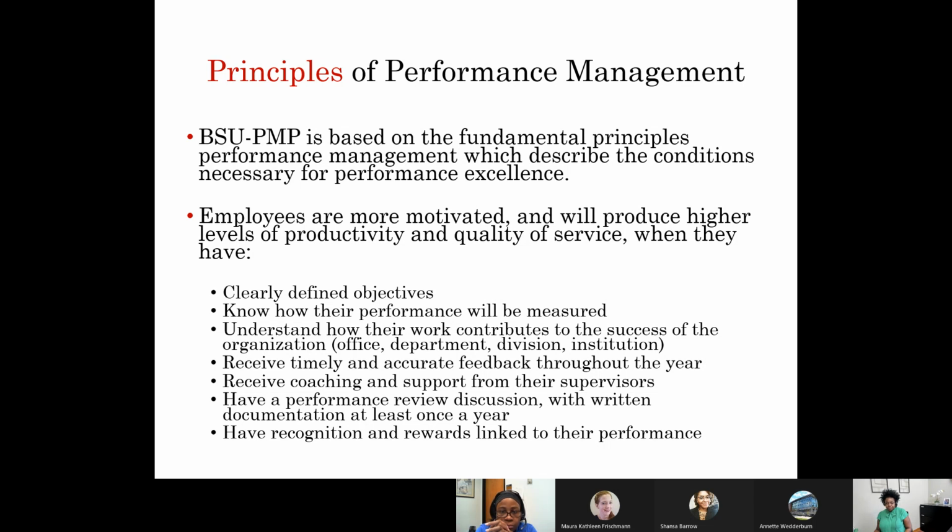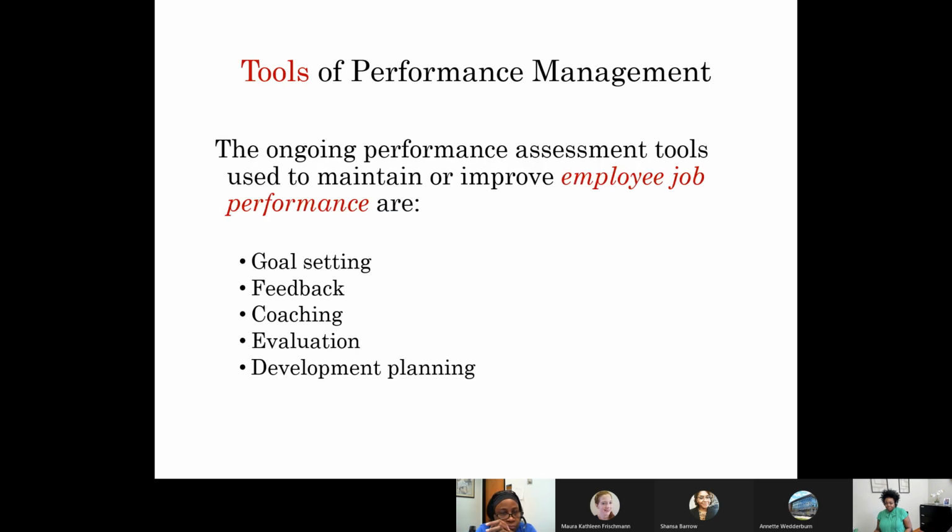Okay, so those are the principles of performance management that we'd like to help you stay mindful about. And the tools of performance management, as we said, it's ongoing, and the tools are the goal setting, the feedback, your coaching and directing, the evaluations, that's like you're assessing based on established factors from the job description, and then training and development planning. So those are the tools that you have in performing a great management review.